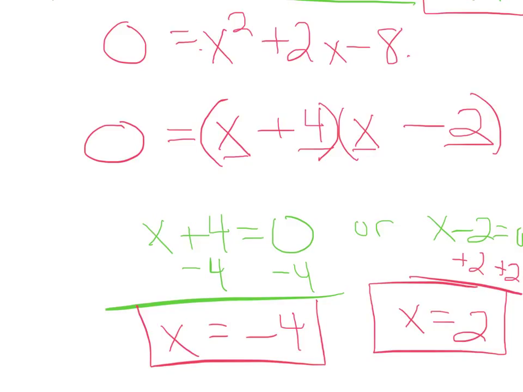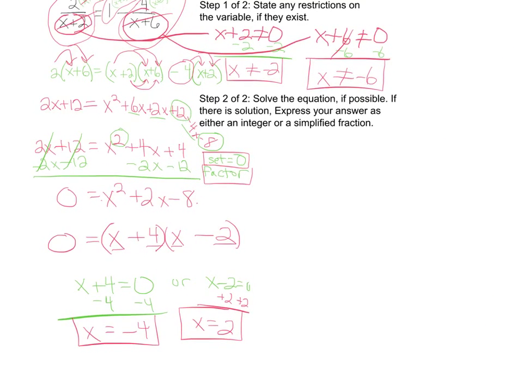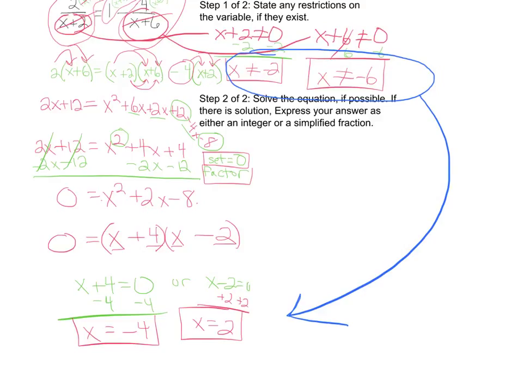Okay, and one thing you'll want to do on just about all these problems, you will want to look back and compare your restrictions with your answers. So here, let's look at these earlier ones. Here we had x couldn't be -2 and -6. As long as our answers down here are not -2 or -6, then they both check out. They're okay.